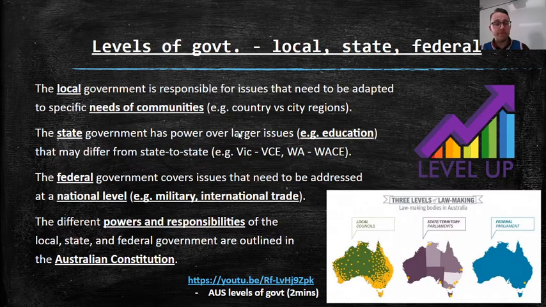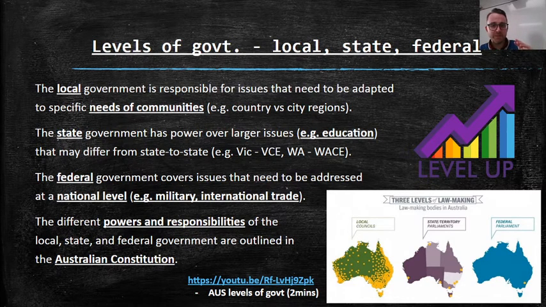All that stuff gets sorted by the federal government, the national government. They cover issues that need to be addressed by all the states at the same time. So it's national level stuff like military, international trade. Again, if China is trading with us, let's say we're giving them wool, they're giving us oil, something like that. We don't want to have 6 different rules for 6 different state governments.